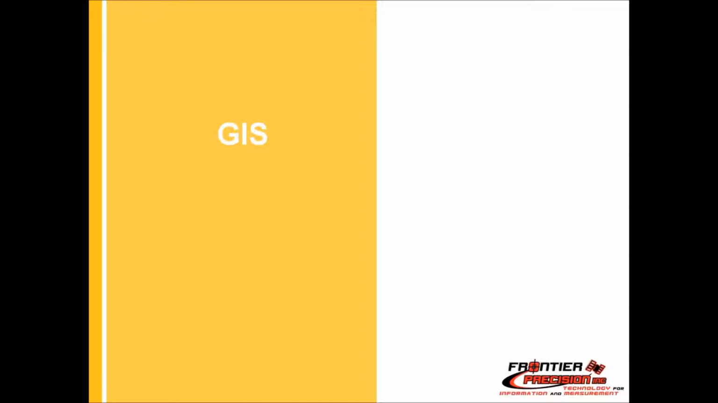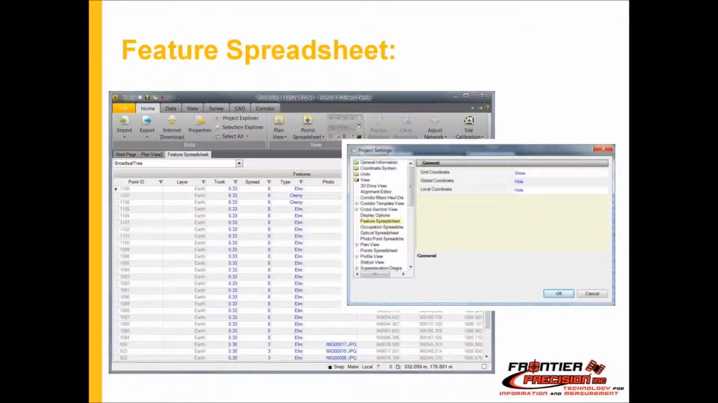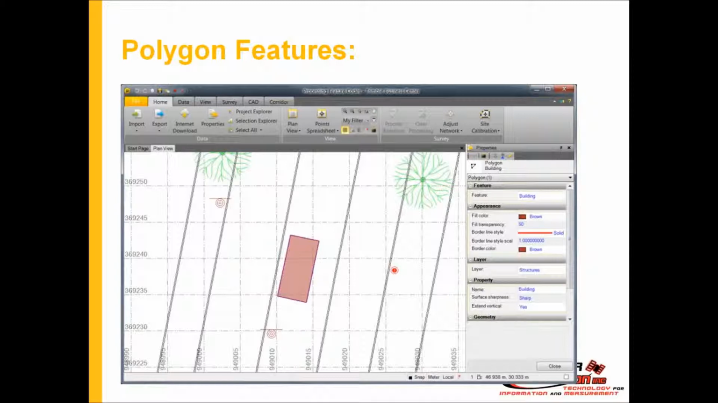A couple features to GIS. The feature Spreadsheet is something new. So based on your feature codes, you can choose the different codes or features from your list, see all of the points under that feature as well as all the attributes right in a spreadsheet form. And the other thing I just want to point out is all these spreadsheet forms in TBC, easily you can copy the information and paste it right into Microsoft Excel for another kind of seamless export out of the software.